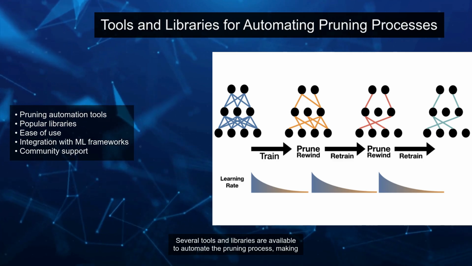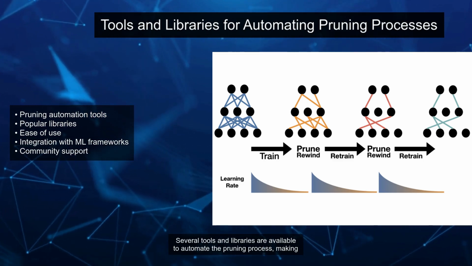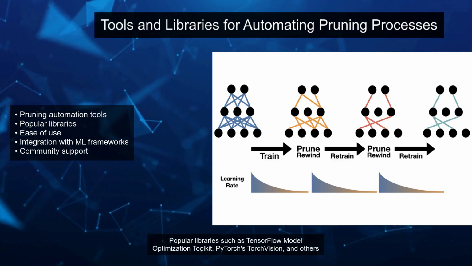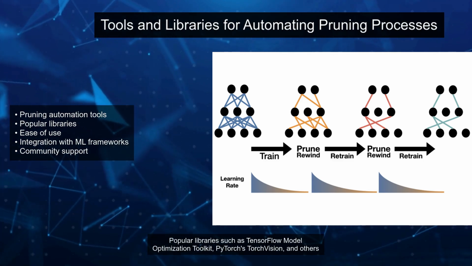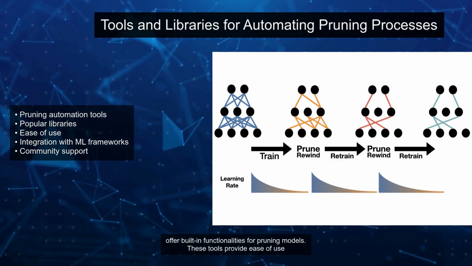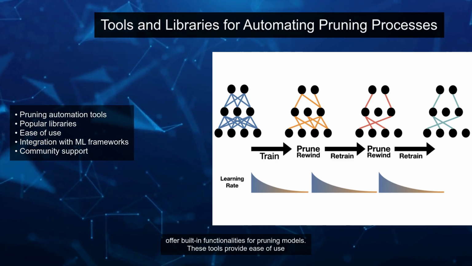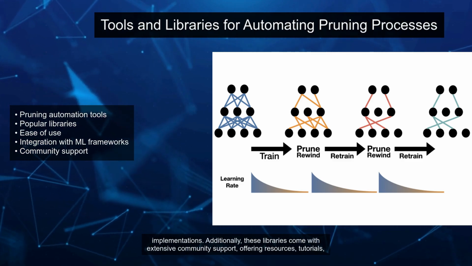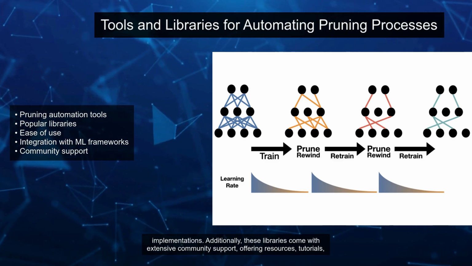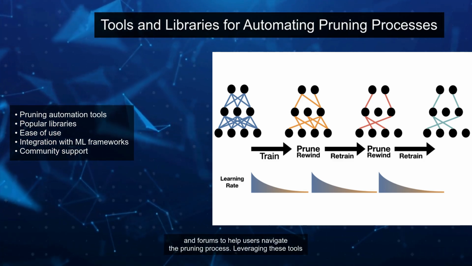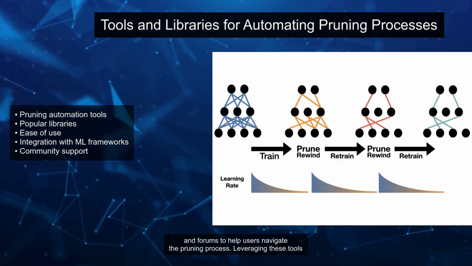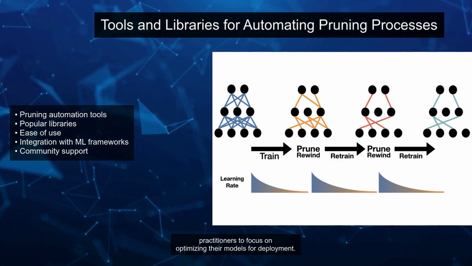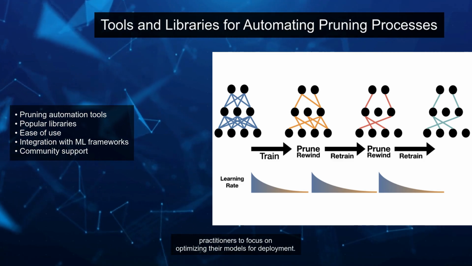Several tools and libraries are available to automate the pruning process, making it easier for practitioners to implement pruning in their machine learning workflows. Popular libraries such as TensorFlow Model Optimization Toolkit, PyTorch's Torch Vision, and others offer built-in functionalities for pruning models. These tools provide ease of use and seamless integration with existing machine learning frameworks, allowing for efficient pruning implementations. Additionally, these libraries come with extensive community support, offering resources, tutorials, and forums to help users navigate the pruning process. Leveraging these tools can significantly reduce the complexity and time required to implement pruning, enabling practitioners to focus on optimizing their models for deployment.